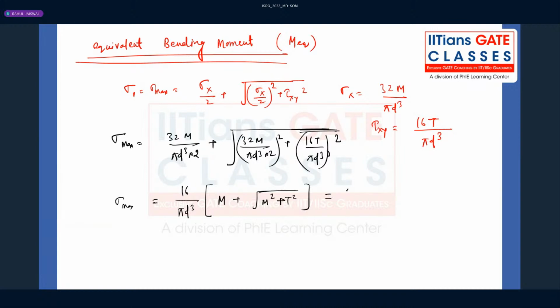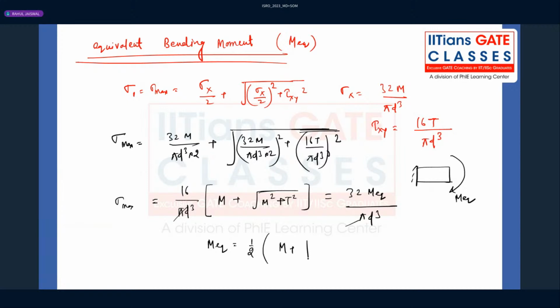And we know that sigma max is 32 m equivalent divided by pi d cube, if the bending moment would have been applied alone. So this will be cancelled out. So what is the m equivalent? Half of m plus under root of m square plus t square. So this is the m equivalent based on the maximum principal stress theory, right?